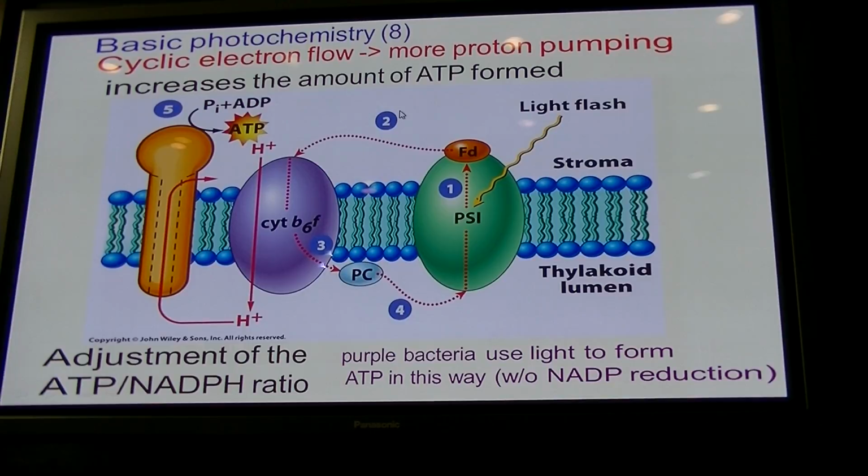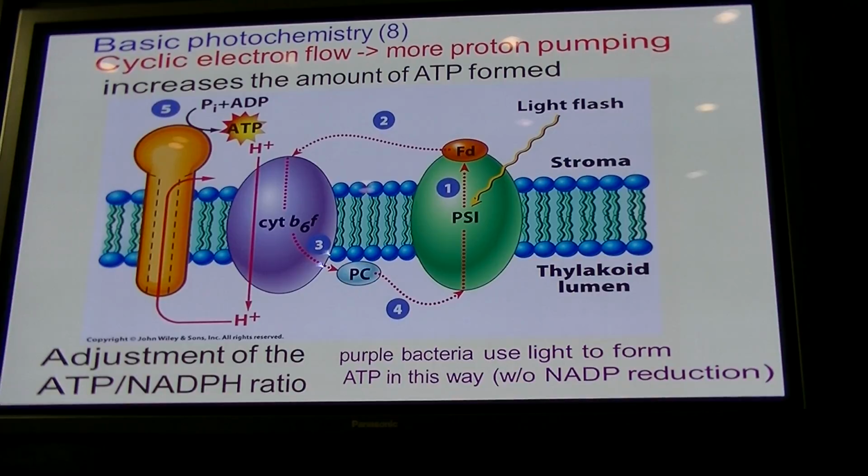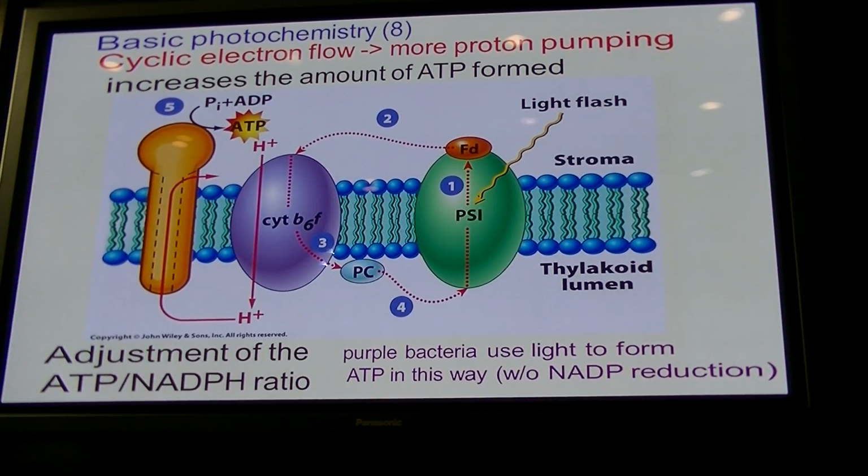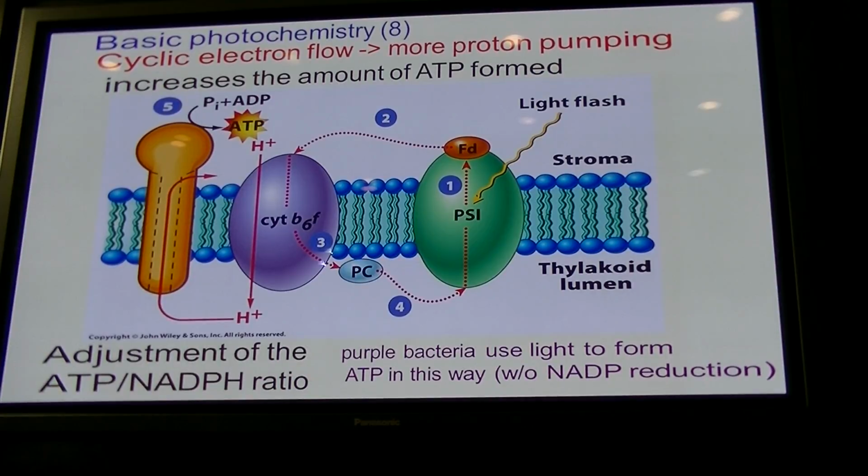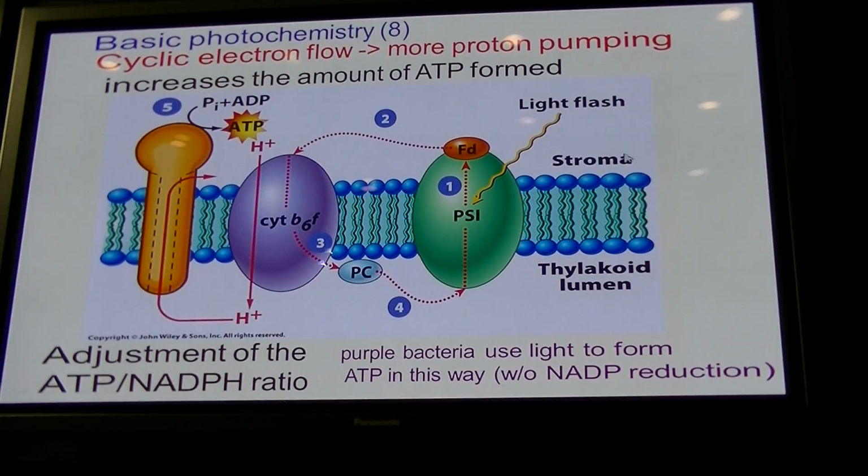There's a lot of debate about how much cyclic electron flow there is relative to linear electron flow. Linear is from water to NADPH, using the 2 photosystems. And the estimates vary that this is between something like 5 to 20% of the total electron flow. But the important point is it helps to make relatively more ATP over NADPH. So this is a mechanism to adjust the ATP to NADPH ratio, cyclic electron flow.